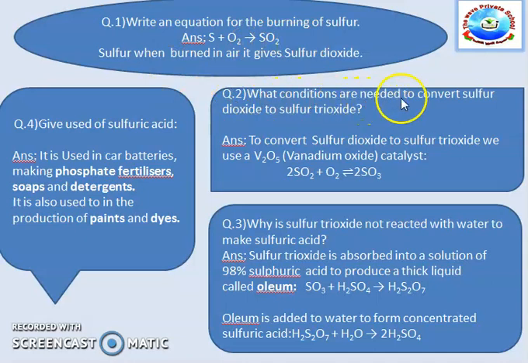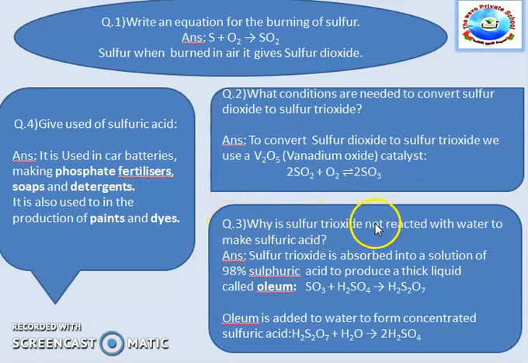What are the conditions needed to convert sulfur dioxide to sulfur trioxide? So, to convert sulfur dioxide to sulfur trioxide, we use vanadium oxide. What is vanadium oxide? It is a catalyst which converts sulfur dioxide to sulfur trioxide. Now in this reaction also you can see the catalyst is just used to speed up the activation of the chemical reaction. It is not involved in the reaction. Got it? Let's see question number 3.